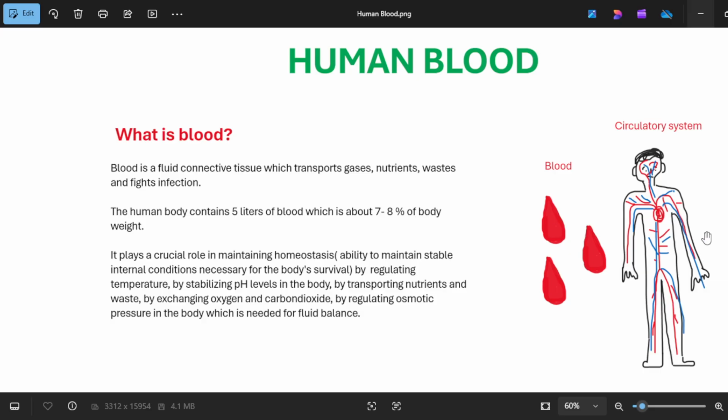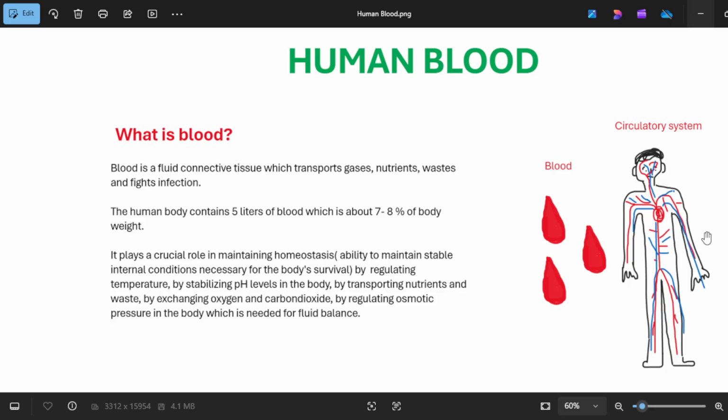Another example is your pH, which is the acidity of the body. If the blood finds that the acidity of the body has increased, it absorbs the hydrogen ions, and then it reduces the acidity of the blood.